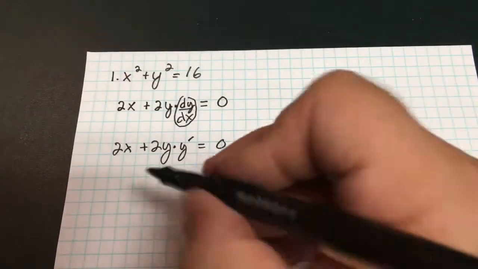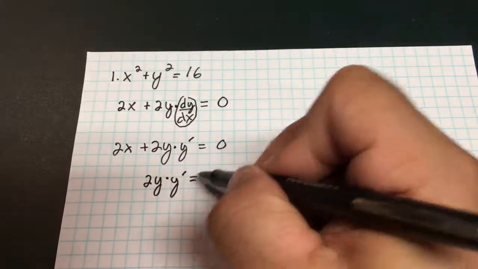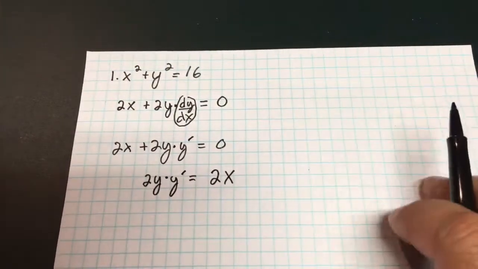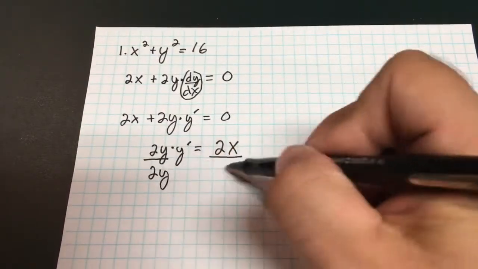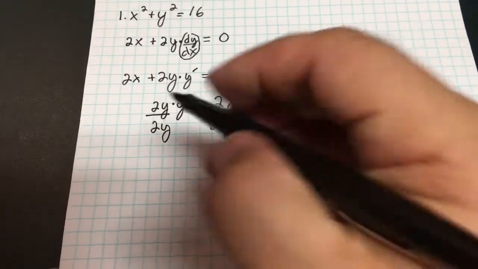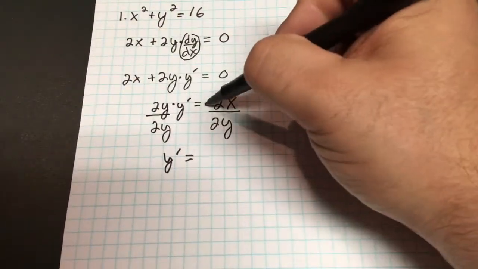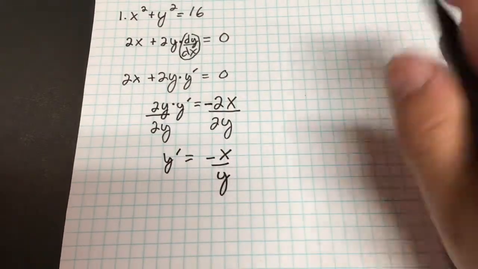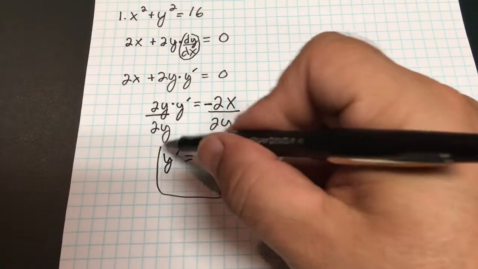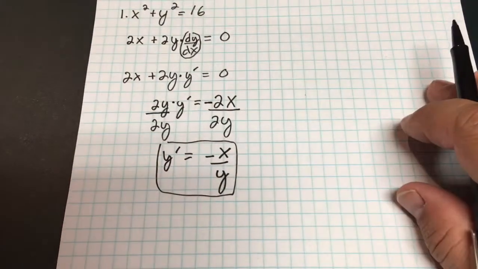So I'm going to subtract 2x from both sides. That would give me 2y times y prime equals 2x. And then I'm going to divide both sides by 2y. And that's going to give me y prime equals, it was actually negative 2x, negative x over y. And that's my answer. You could, if you want to, go back and rewrite that as dy dx, but most of the time you get away with just leaving it as that.